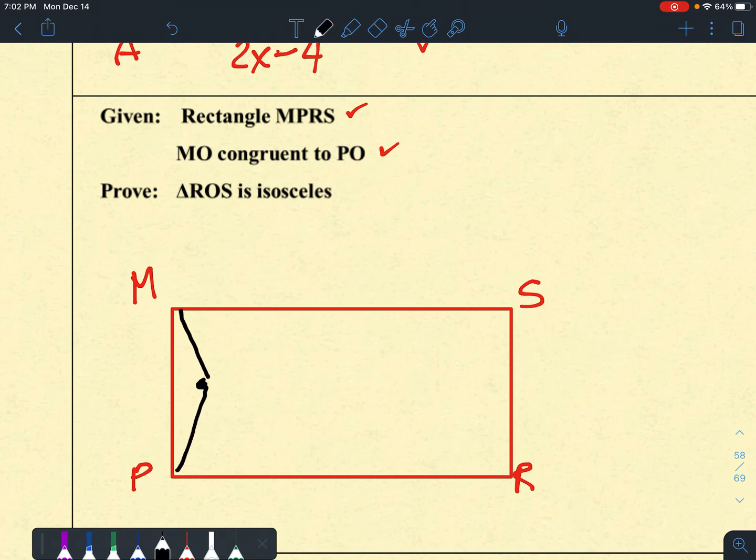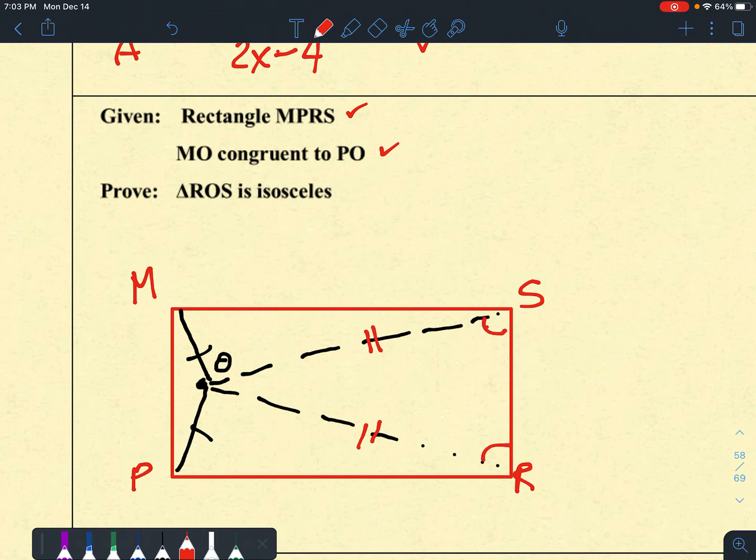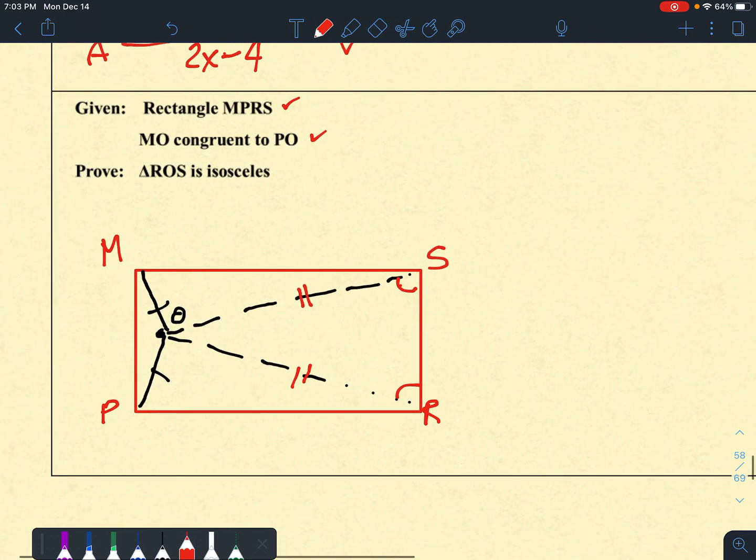So notice those two distances are congruent, it says. And we have to show that triangle ROS is isosceles. So my goal is to show this side is congruent to that, or this angle is congruent to that angle. Okay? Either one would get me there.